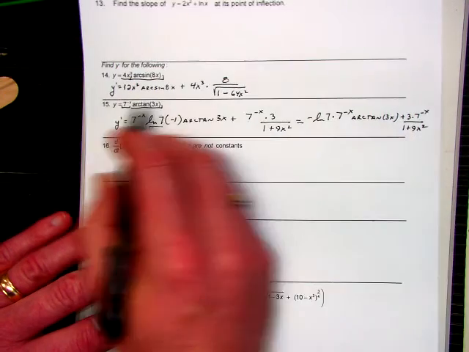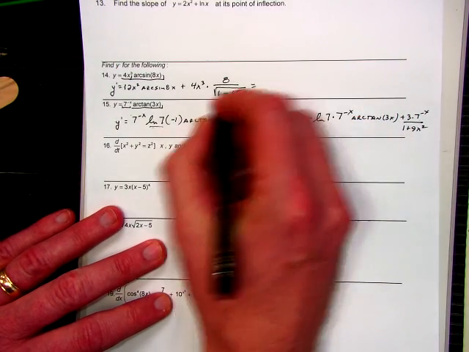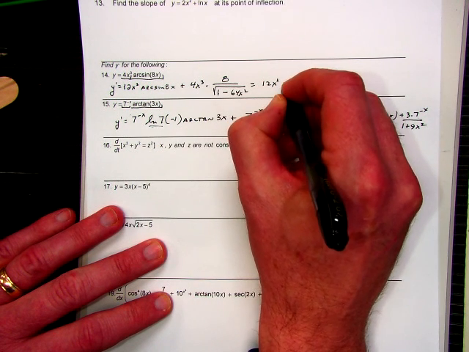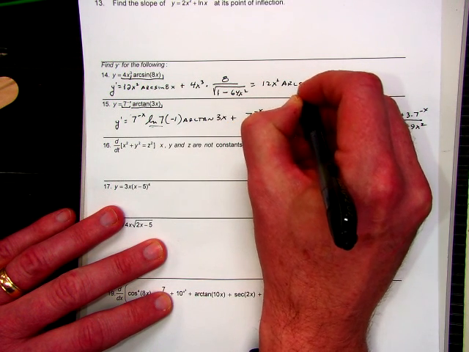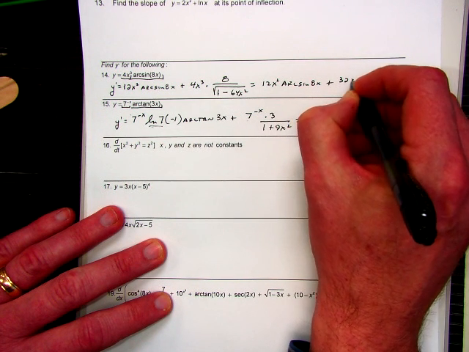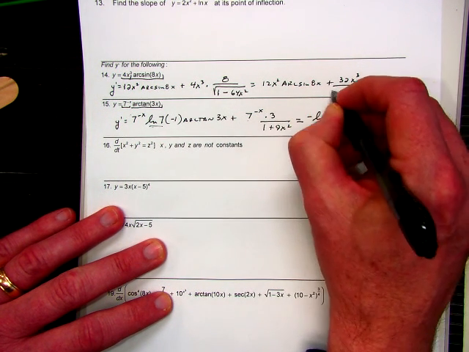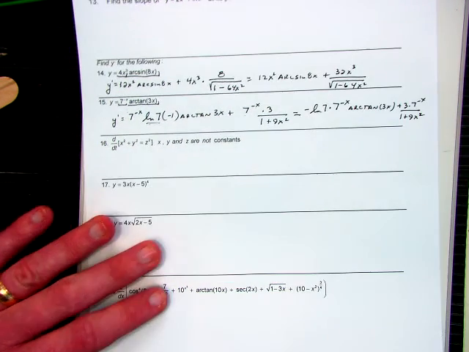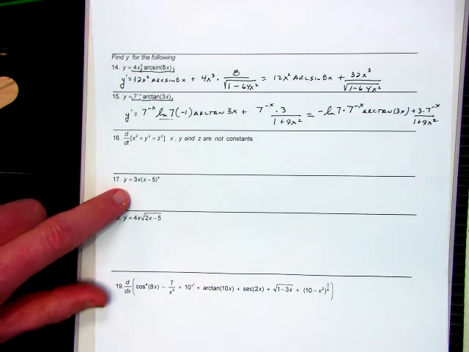Okay, if I clean up the top one, the only thing I can really change is this. So this is really 12x squared arc sine of 8x, and then that numerator becomes 32x cubed over the square root of 1 minus 64x squared. Okay? All right, so the other one I was going to do is 17. I didn't do that one.